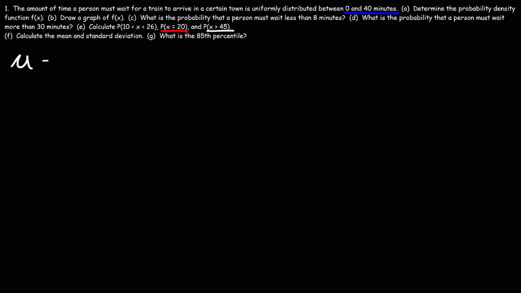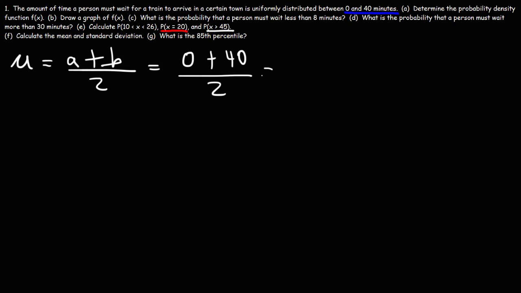So for a uniform distribution, the mean is going to be a plus b divided by 2. It's basically the average of the minimum and the maximum. The mean and the median for a uniform distribution are the same because it's symmetric on the left side and the right side of the mean. a is 0, b, the maximum value, is 40. So the average of 0 and 40 is going to be 20. So that is the mean for this problem.